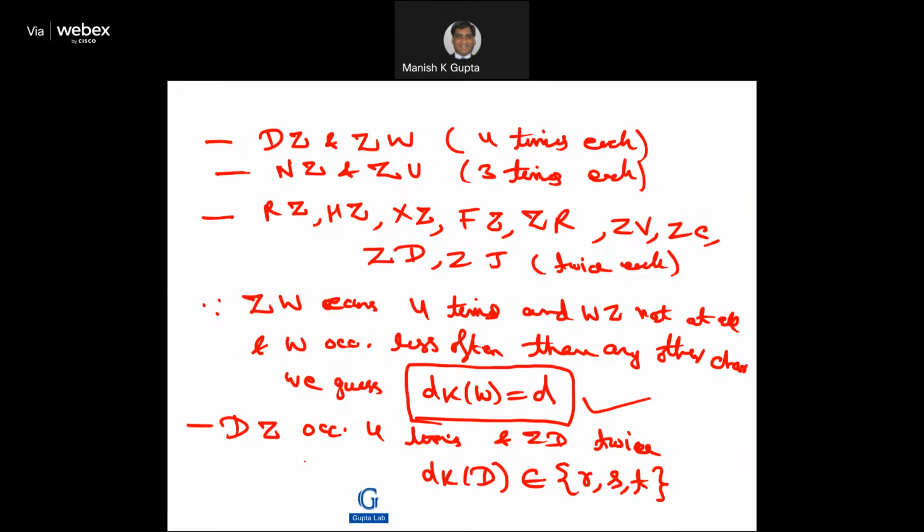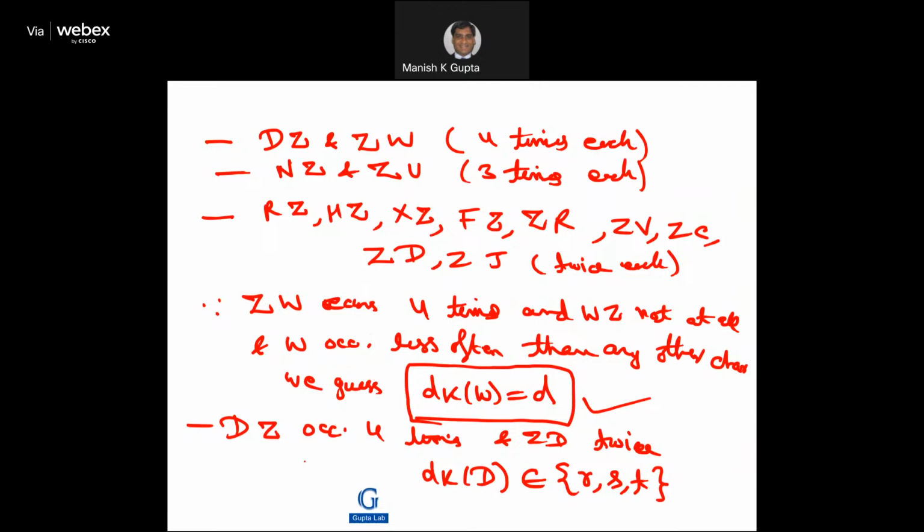Now, ZW occurs 4 times and WZ not at all. So that means W occurs less often than any other character. So we guess the next one from the table: the decryption of W should be D. It's a combination of the observations. So W should be D, and we are able to guess two of them: capital Z is E and W is D.